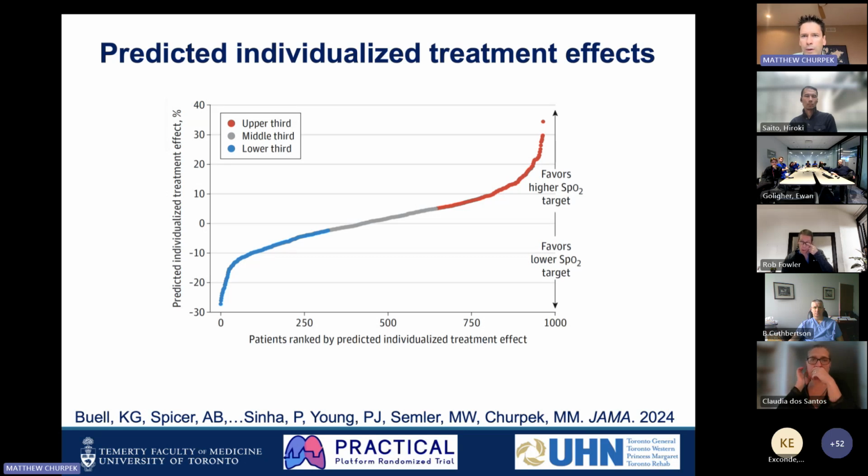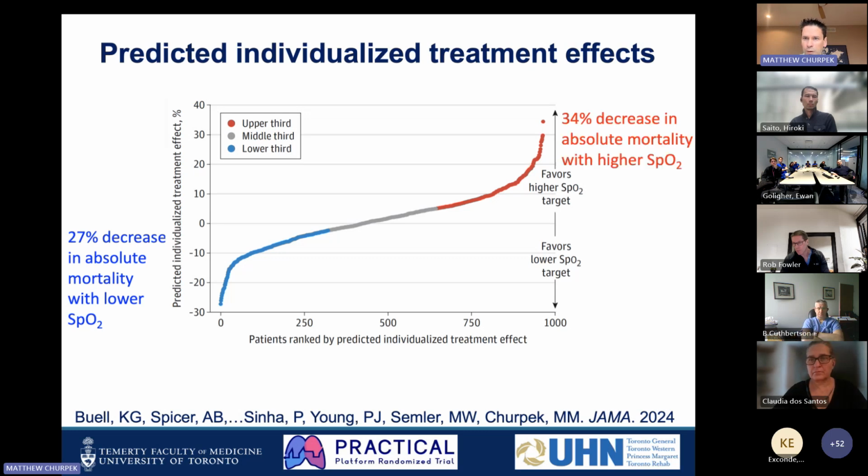So when we developed our model and looked at the predictions of individualized treatment effect, which are shown here along the y-axis, and ranked the patients by their predictions along the x-axis, we found that there are some patients, as you can see on the far left here, who had a predicted 27% decrease in absolute mortality with a lower SpO2 based on the model predictions. And there was a patient on the far right who was predicted to have a 34% decrease in absolute mortality with a higher SpO2 target.